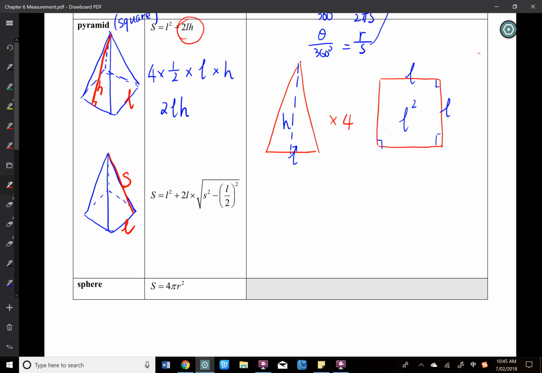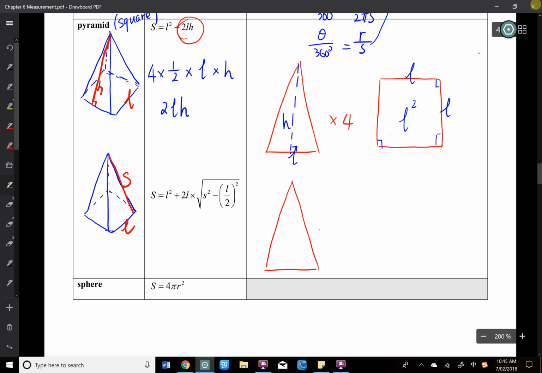But there is another case. We still have 4 triangles and 1 square, the same square. That times by 4 and another square. But in the second one, we still know the base because it's the same as the square. What we don't know is the height of the triangle. What we only know is the slant height here. This is the slant height. We use S. We know that length.